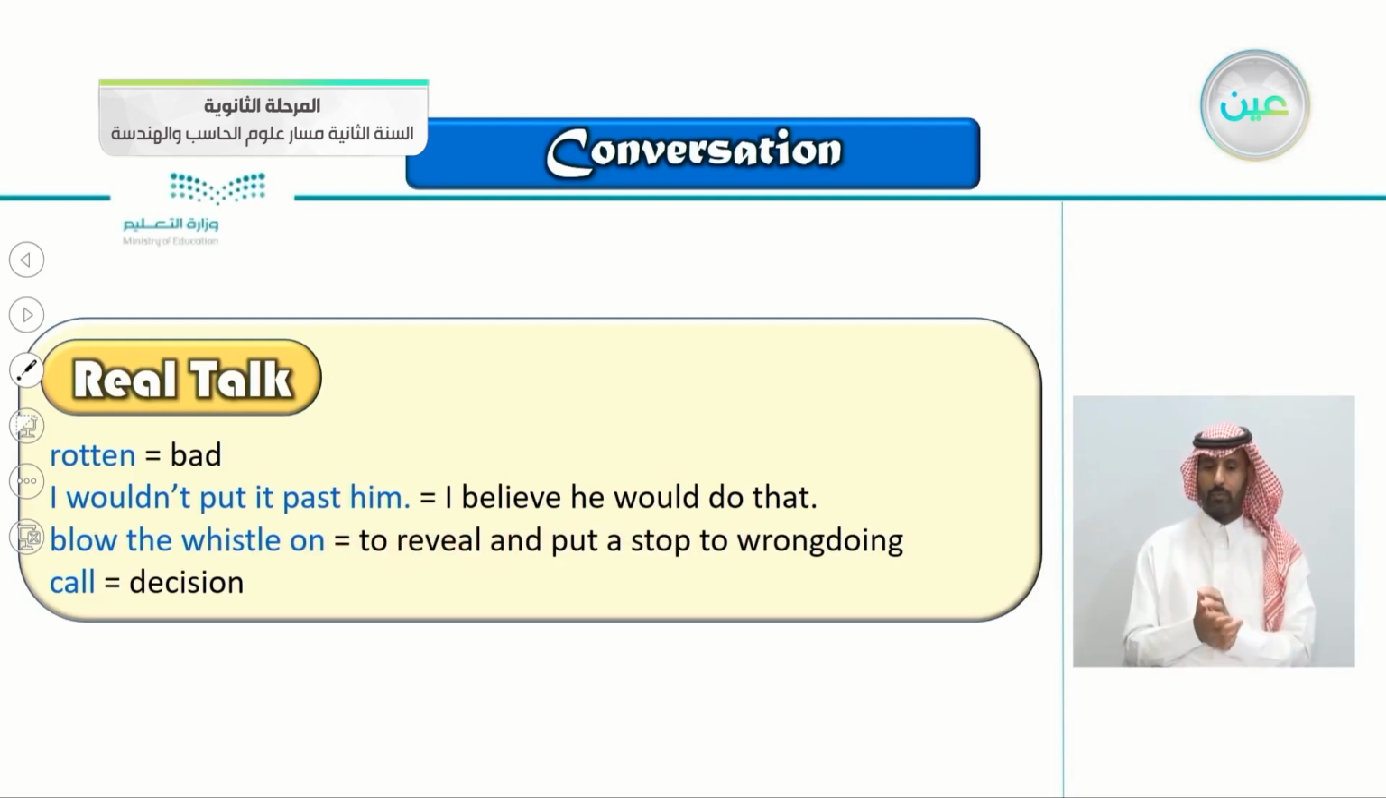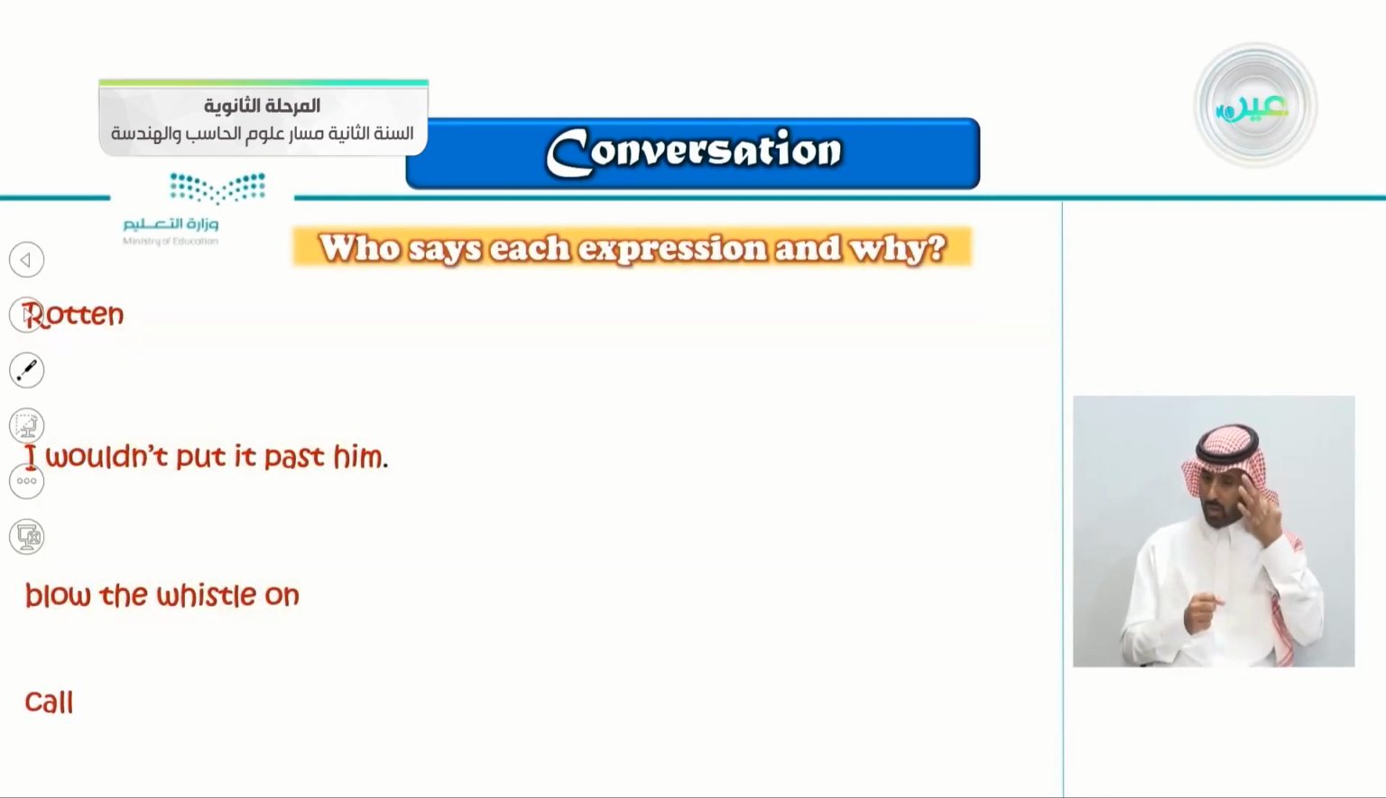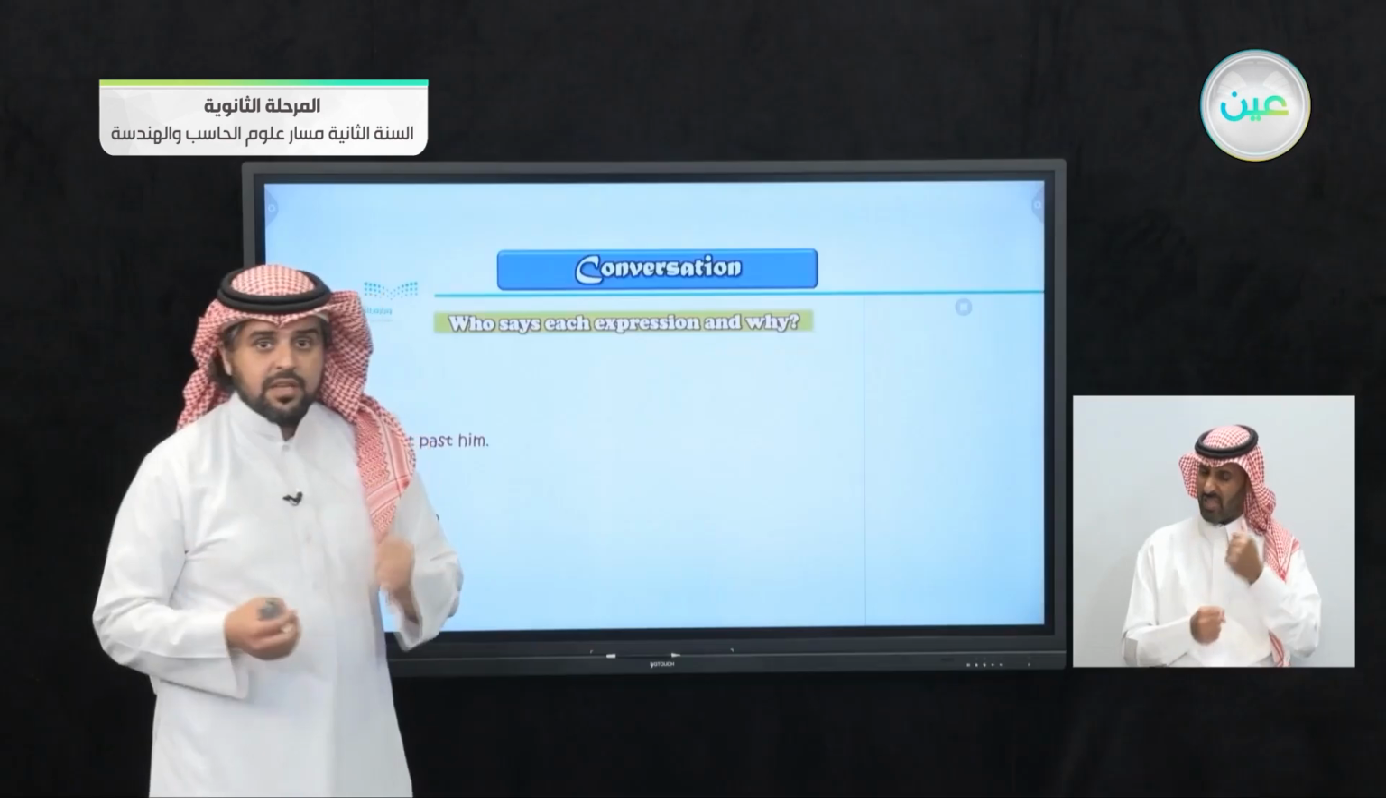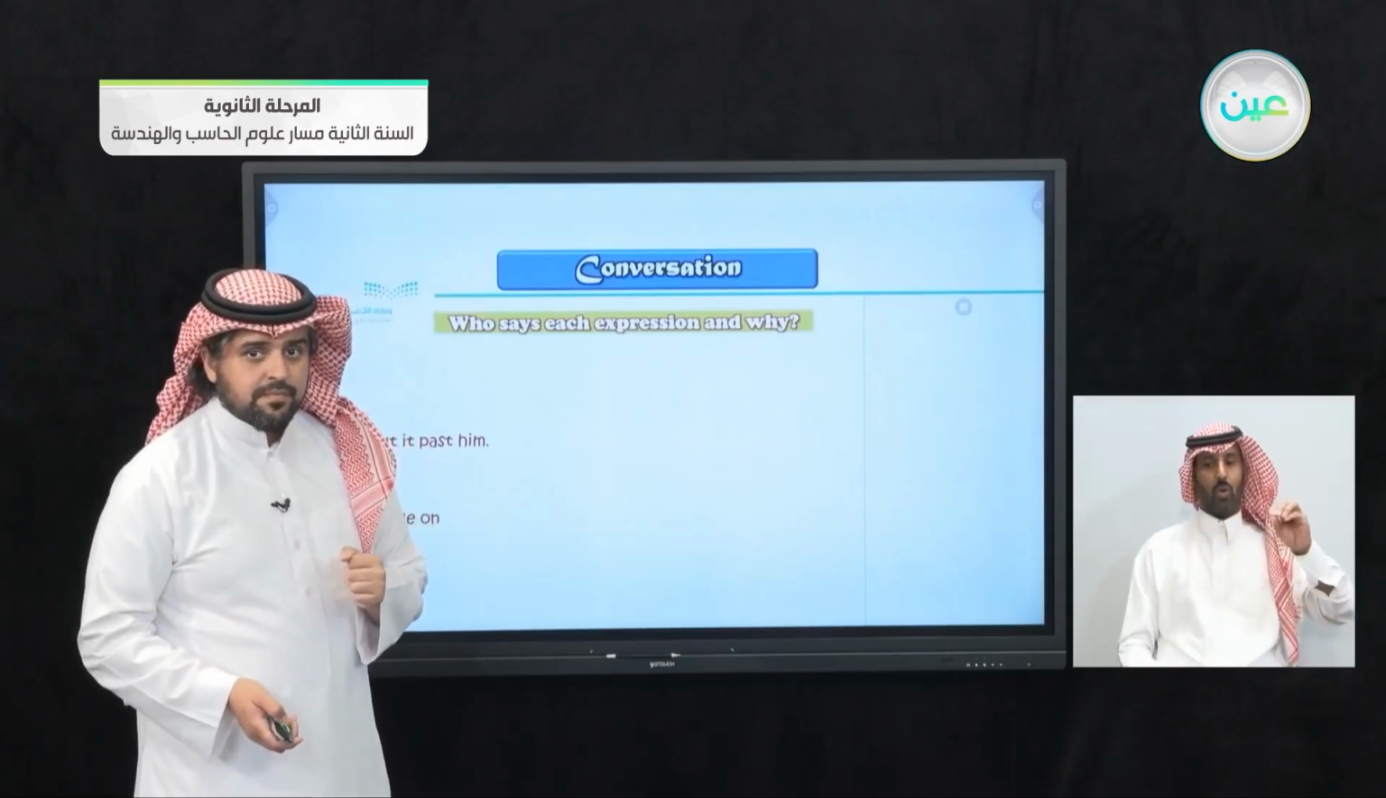To blow the whistle on someone means to reveal, to tell the manager, and put a stop to wrongdoing. Call, as I said before, means decision. So who says each expression and why? The word rotten, who says it and why? Of course, we've just answered this one, but try to refresh your memory. Who said the word rotten?